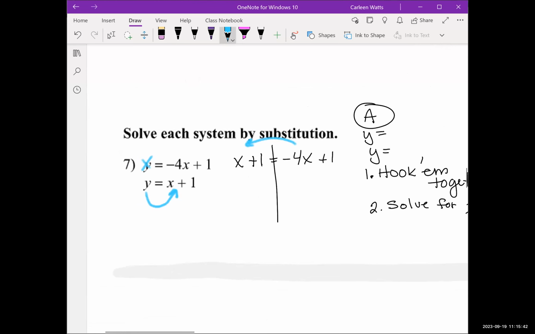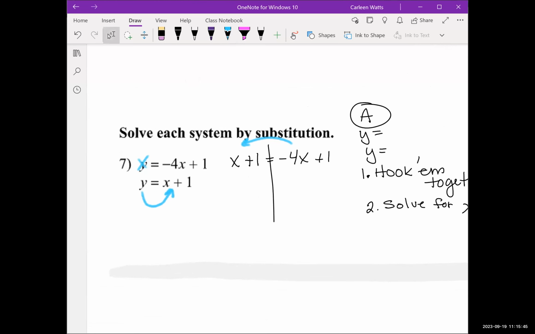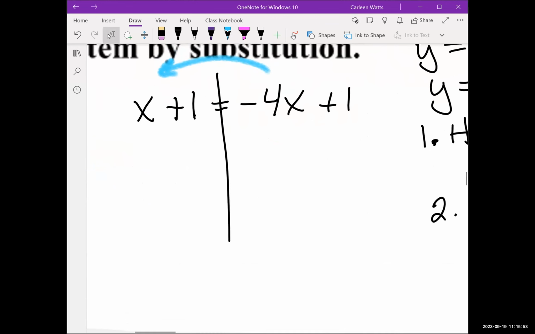Okay, they were in slope-intercept form. So I had 2 equations in slope-intercept form. I want to solve, so I hook them together. Okay, I'm not going to graph. I'm going to use the substitution method instead of graphing. But if I wanted to graph, I could, and I would also get the solution. Okay, to move these x's, I do the opposite. I add 4x to both sides.